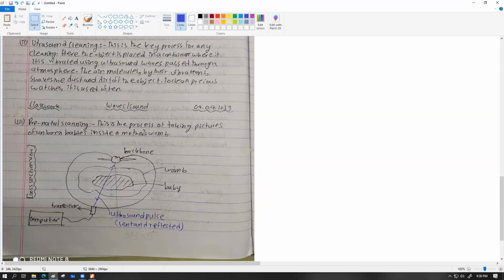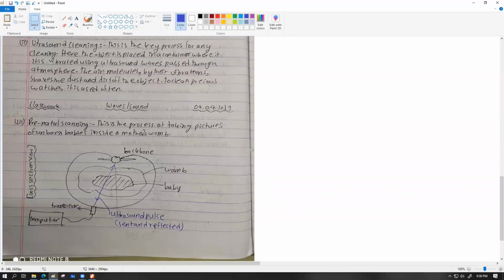Then after going some part, it hits the outer wall of the uterus, which is the womb, and then it penetrates the wall of the uterus. Then it goes to the amniotic fluid. Then it penetrates through the baby. Then it goes out of the baby and goes through all of these barriers, and eventually can get reflected off the what? Backbone. Of the backbone boundary.